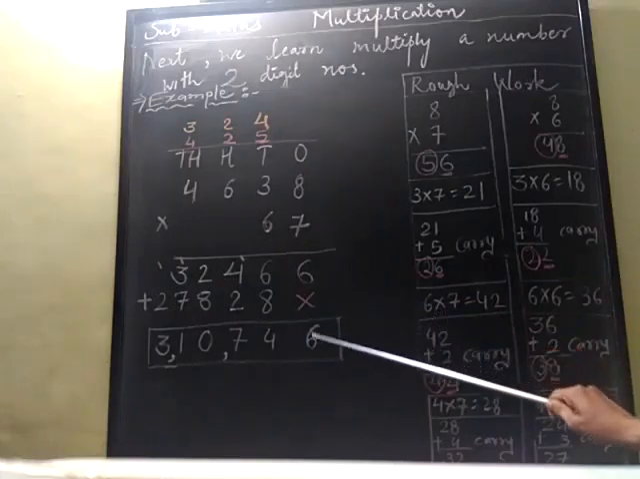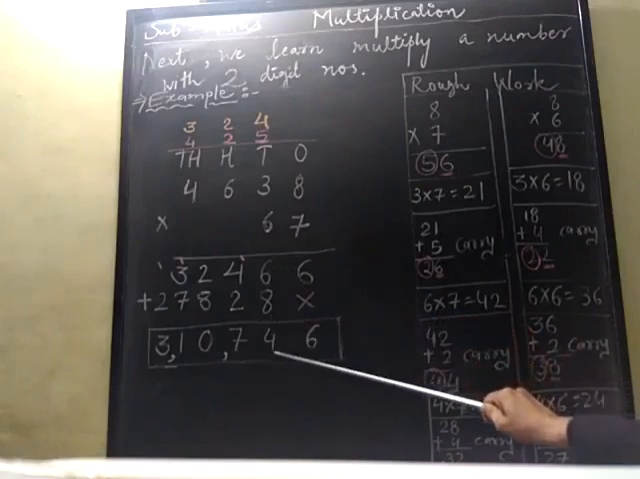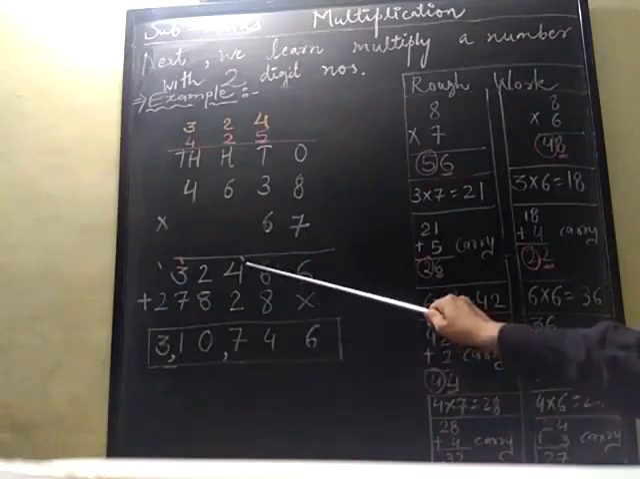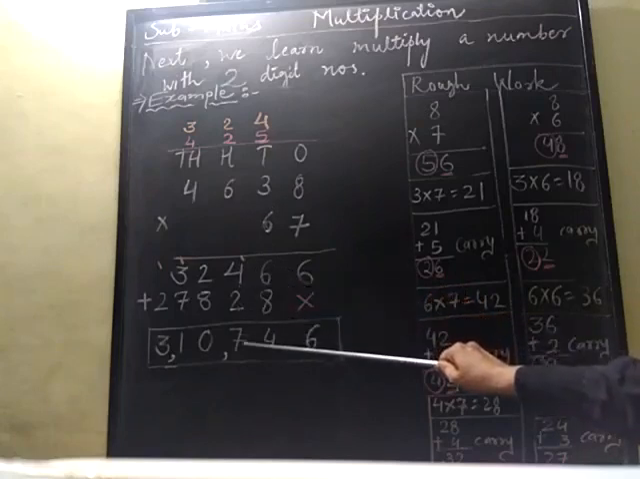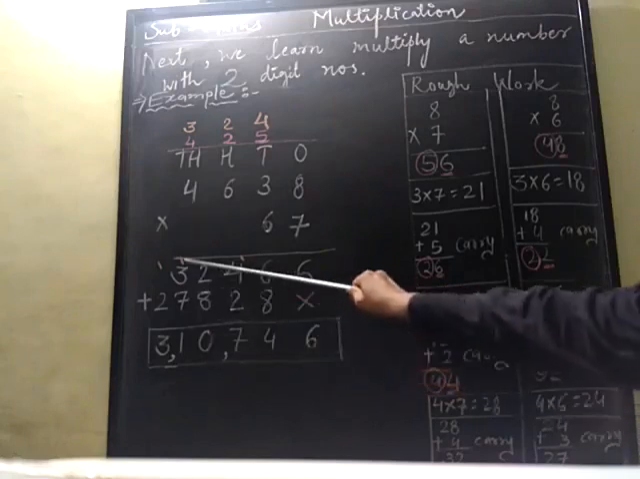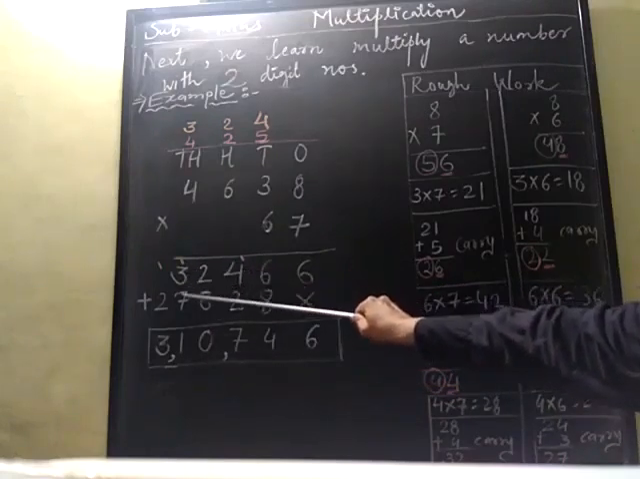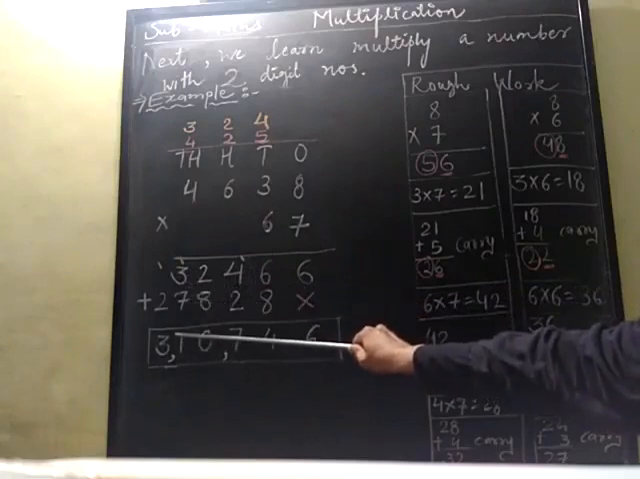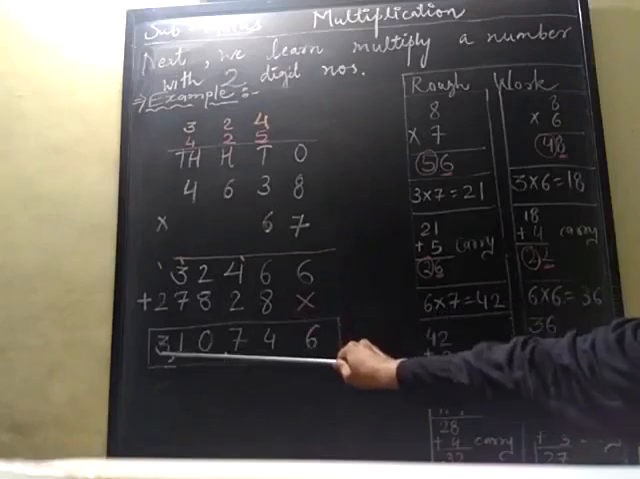6 plus nothing is equal to 6. 6 plus 8 is equal to 14. So write 4 and carry 1. 1 plus 4, 5. 5 plus 2, 7. 2 plus 8, 10. Write 0, carry 1. 1 plus 3, 4. 4 plus 7, 11. Write 1, carry 1. 1 plus 2 is equal to 3.